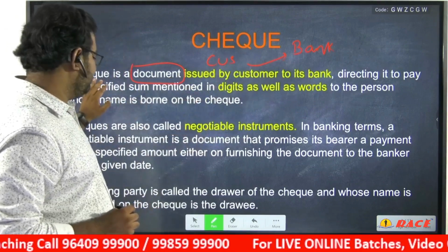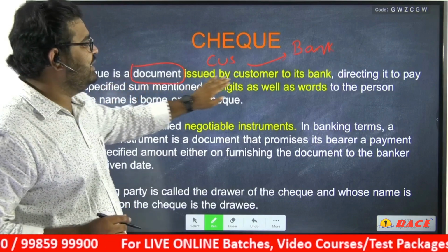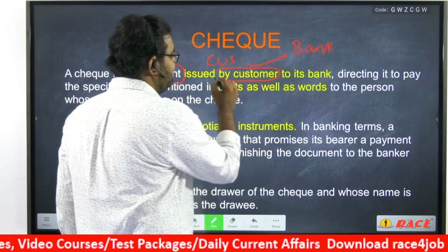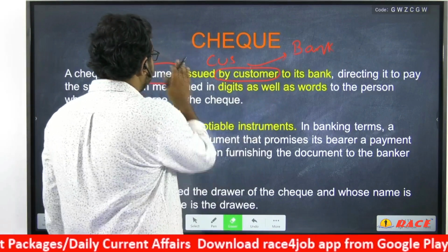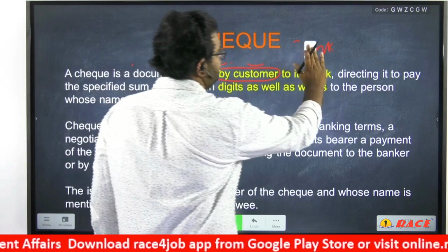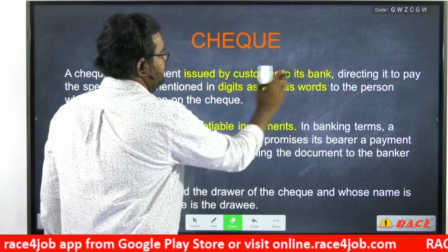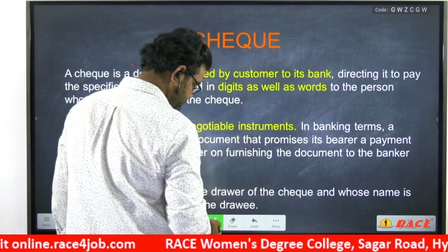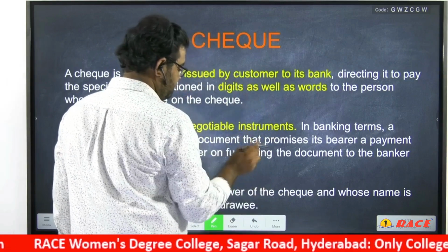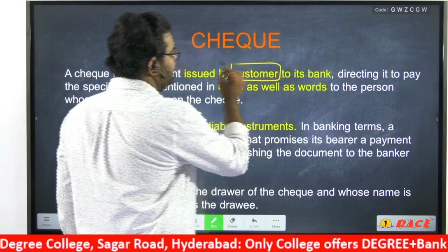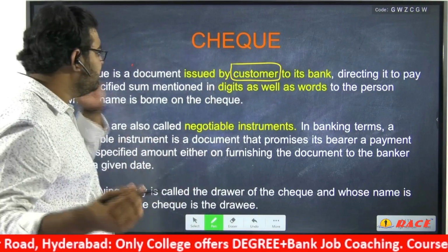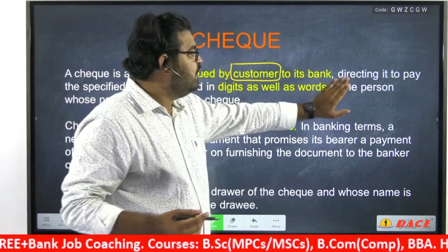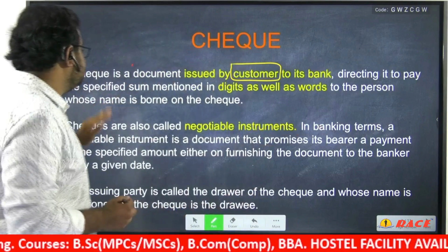Now, what is the definition of check? A check is a document issued by the customer. So here, who issues the check? Check is issued by the customer, means account holder. Customer means account holder. So to whom will he give the check? A check is a document issued by the customer to its bank, directing it to pay the specified sum.